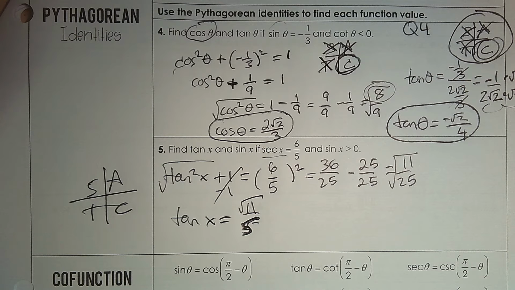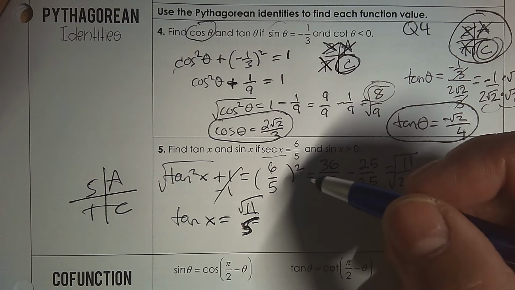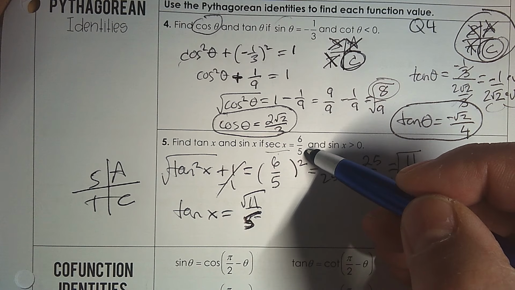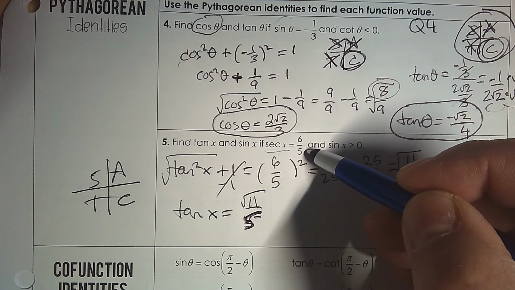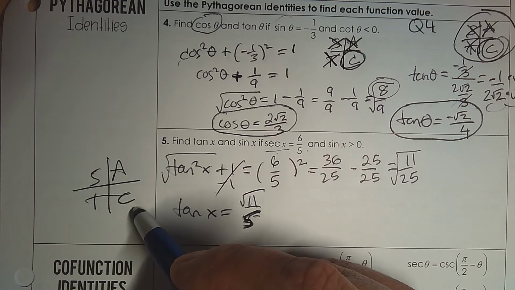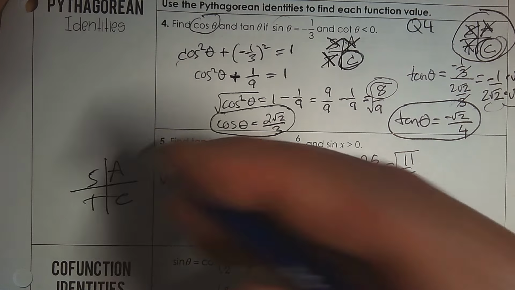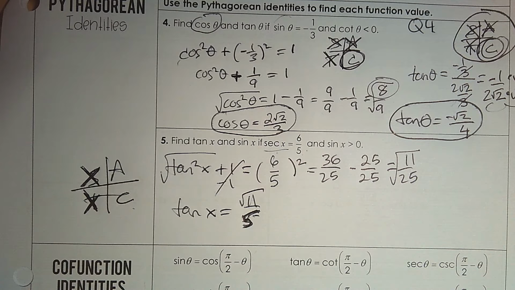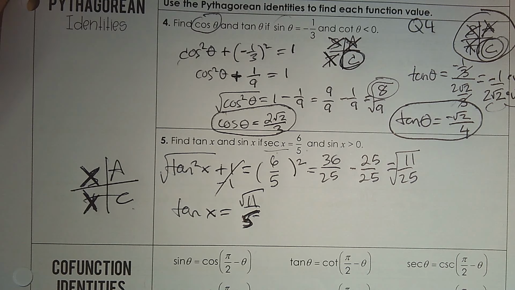Beautiful. Now, what do we know? Secant is positive or negative? Positive. It's positive. Now, secant and cosine go together. So that means it cannot be quadrant 2 and it cannot be quadrant 3, because the secant is negative in those quadrants.